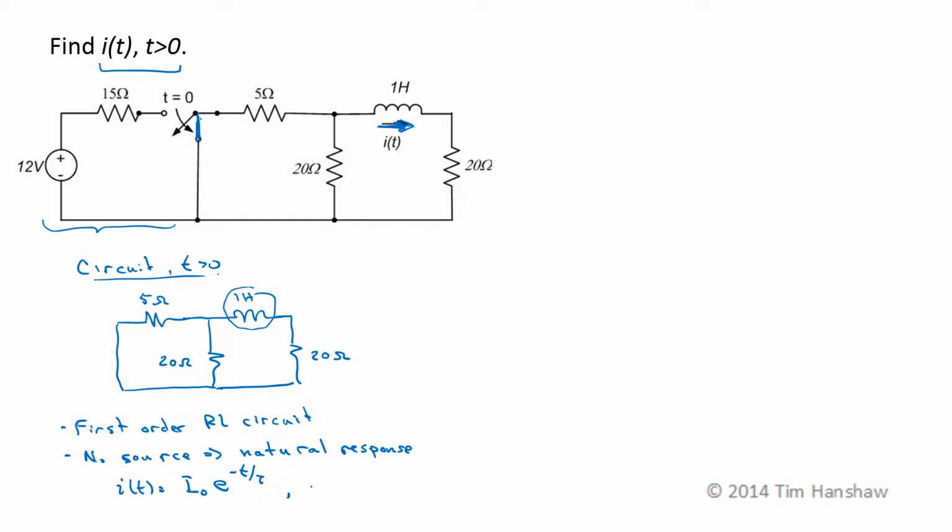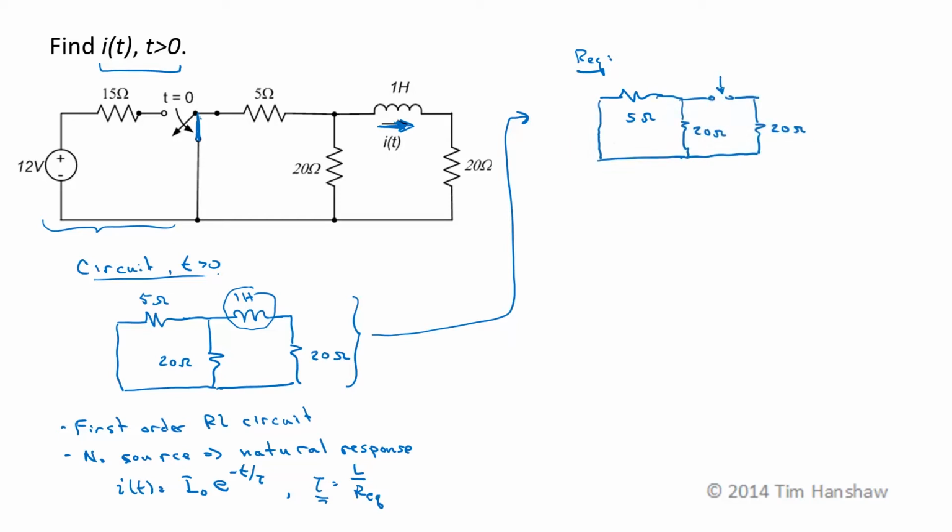Since it's an RL circuit, tau is going to be L over the equivalent resistance seen by the inductor. Now all we need to do is find Req, determine tau from that, get an initial condition, and plug everything into this equation. So for Req, still for t greater than 0, we're looking at this circuit, but we want to find a Thevenin resistance seen by the inductor.